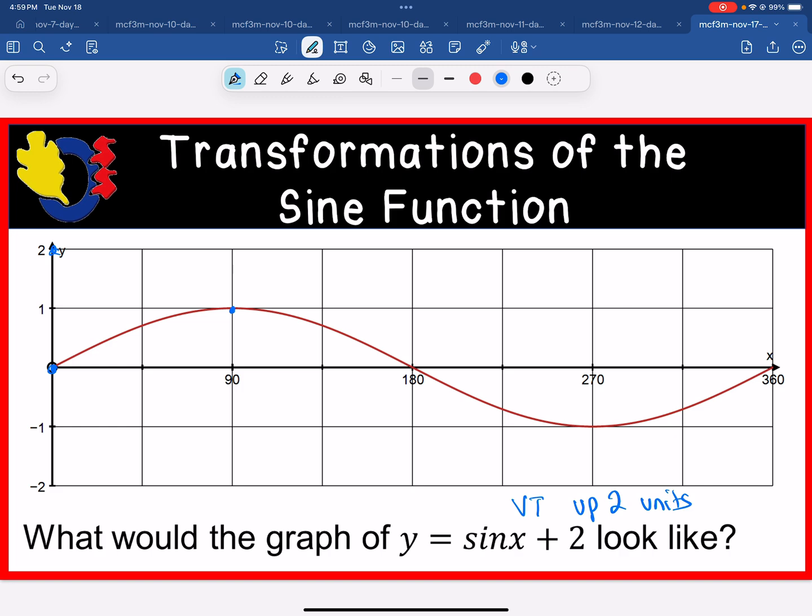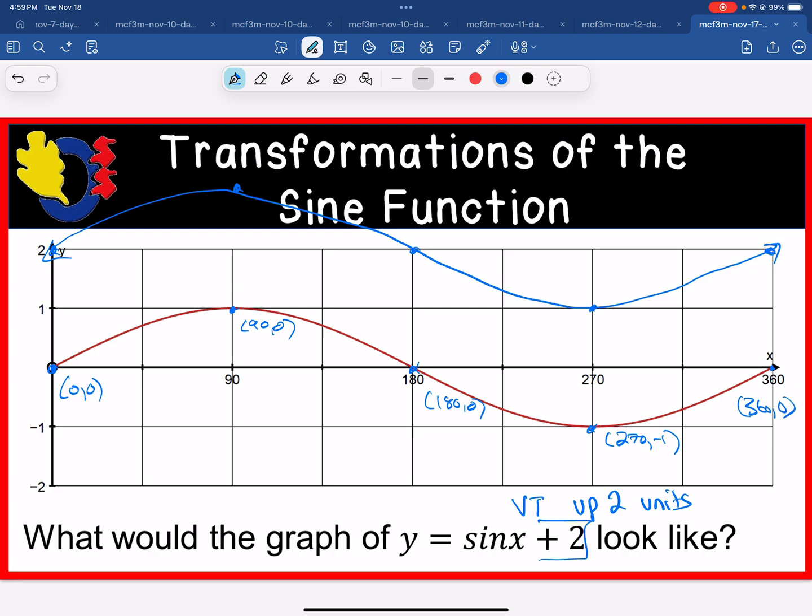So I'm going to just use my key points here. This one's unfortunately off the grid. Okay, here's my other key point. Okay, so now I can make this translated sine curve. So this new sine curve, each of my key points, so 90 and 0, 180 and 0, 270 and -1, 360 and 0 have all been moved up 2 units.